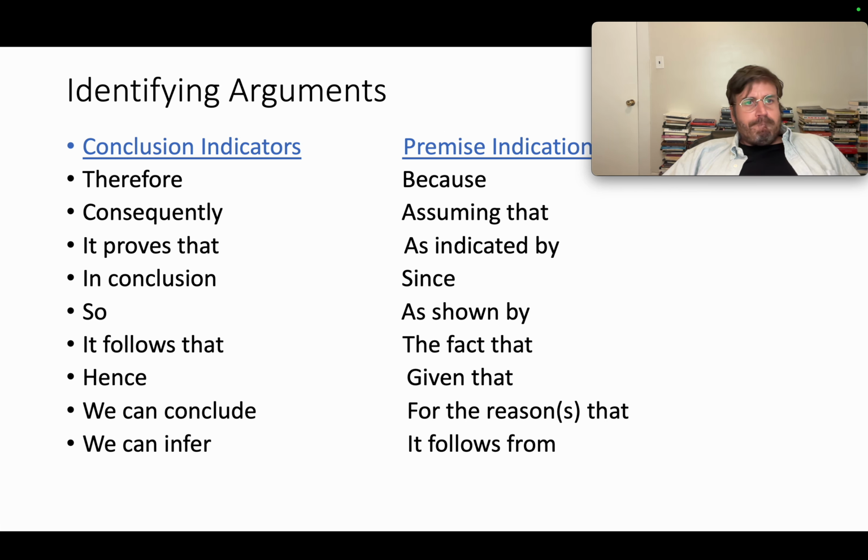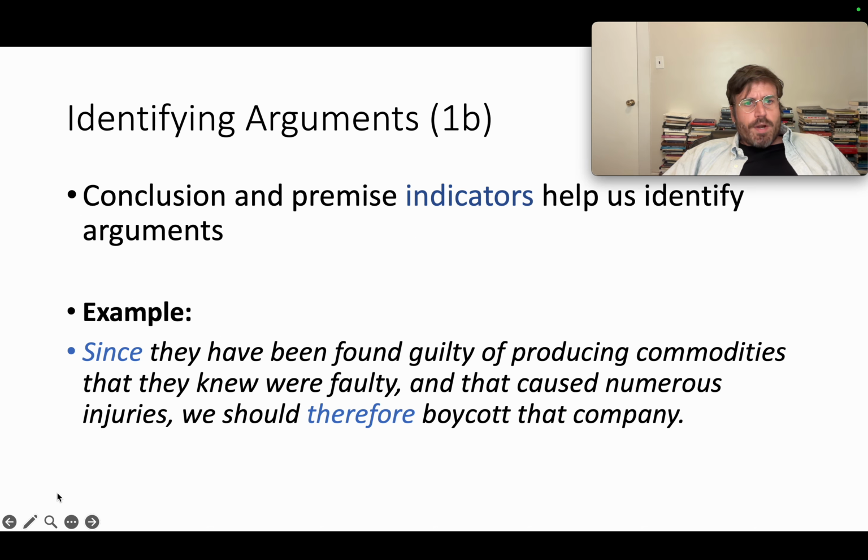Okay. Well, before moving on here, I just want to indicate, following our terms highlighted here, that "since" is a really good indication of a premise. Since is one of those flagship terms that is usually intended to signal to the reader that a premise is coming, that some statement is coming with information that is being offered in support of a conclusion. So everything that is following this "since" is really a premise. They've been found guilty of producing commodities that they knew were faulty and that caused numerous injuries. If we were to really get persnickety, those are two premises, but they're being offered as one here.